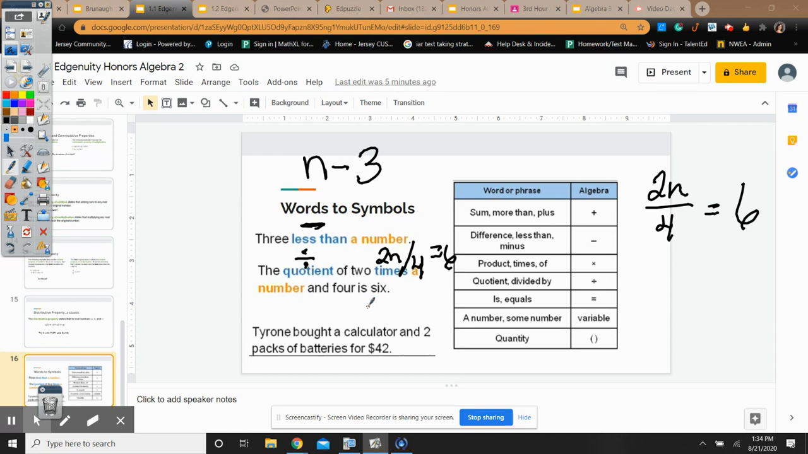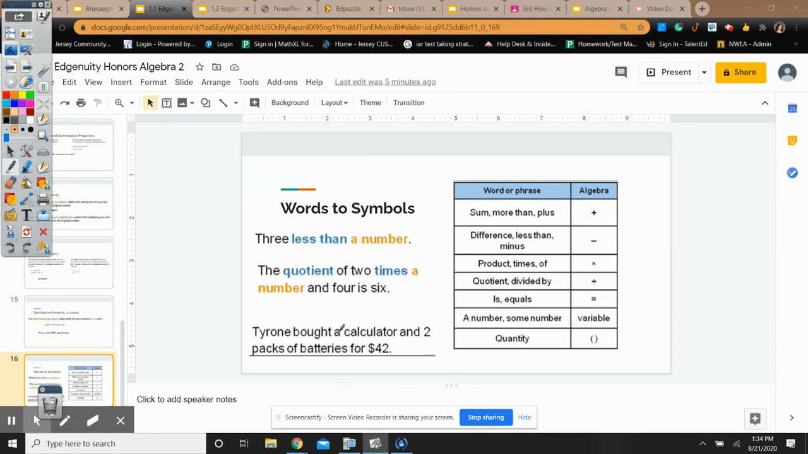Is means equals. And now this time they're giving you a word problem, and they're talking about Tyrone. He bought a calculator and 2 packs of batteries for $42. And "and" frequently means plus. So if you take 2 batteries plus a calculator, or a calculator as a variable plus 2 batteries, the total amount he spent was $42. Okay, so we're going to get more into that too.